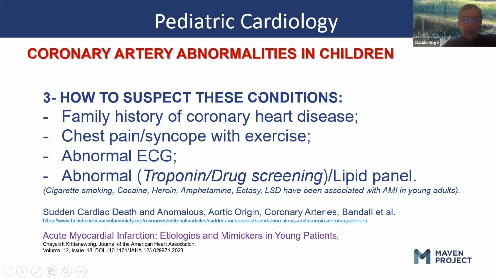So how do you suspect these conditions? Again, the family history of heart disease, that would be mainly for the atherosclerotic type. The chest pain or syncope with exercise, again, is always a red flag and needs to be evaluated further. Often they will have an abnormal ECG. And then troponin: if someone had chest pain in the last 24 hours, you want to check on that. If the last time was a month ago, it's probably not necessary.